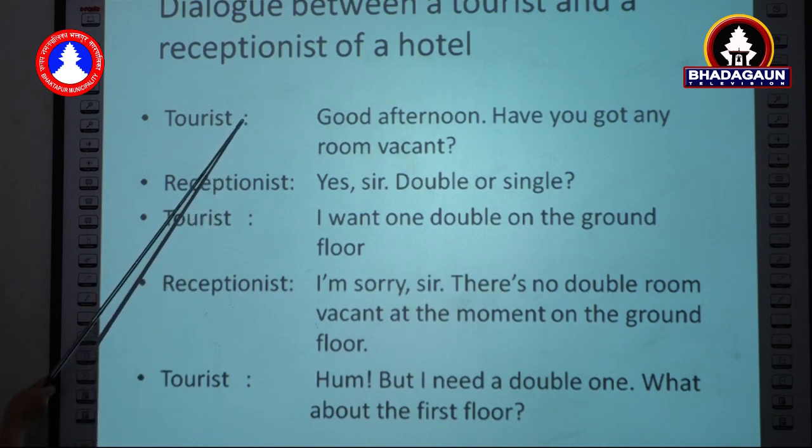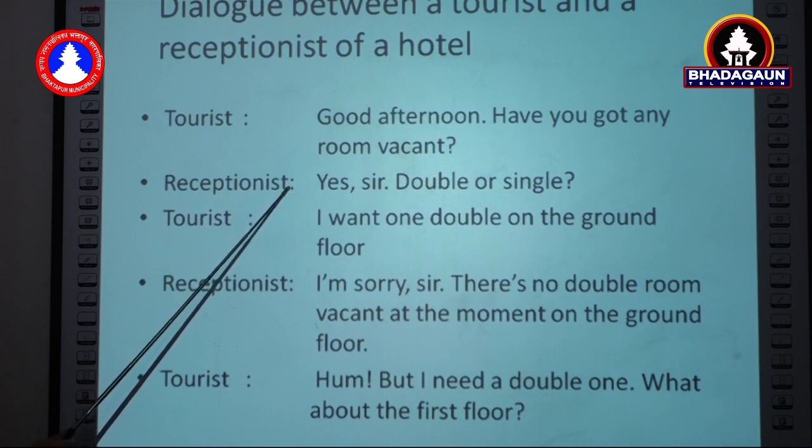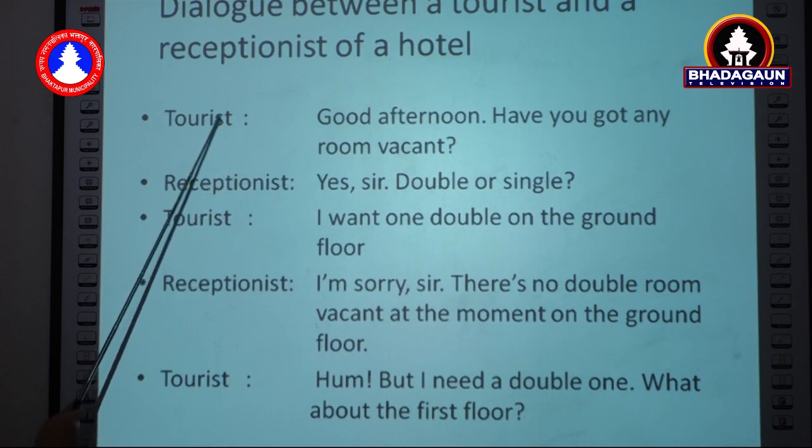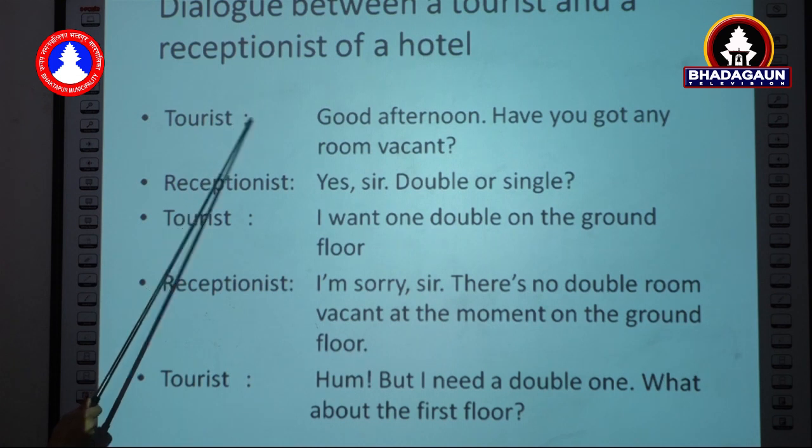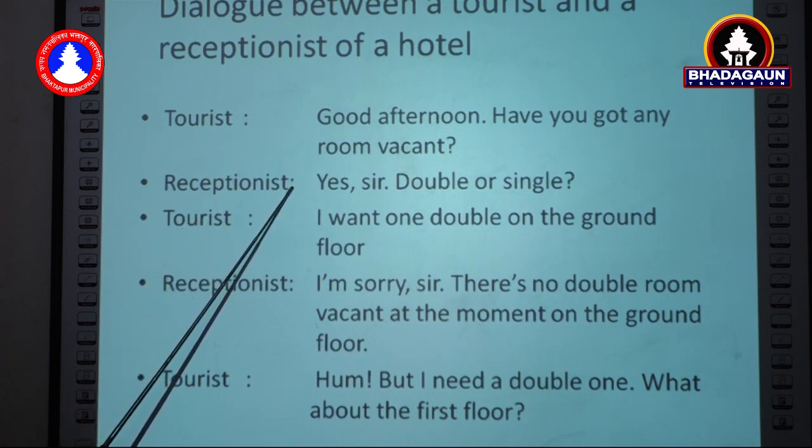Did you see the semicolon over there? You have to make a semicolon. Likewise, after the receptionist also there is a semicolon. So there must be a semicolon. It's different. The semicolon is here, and the next semicolon is here.